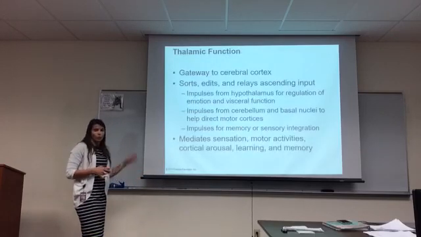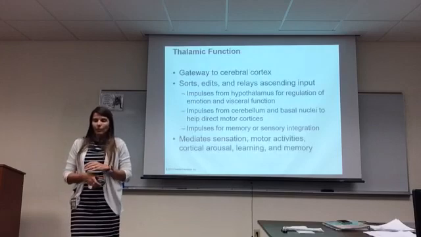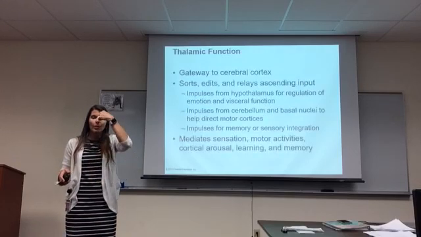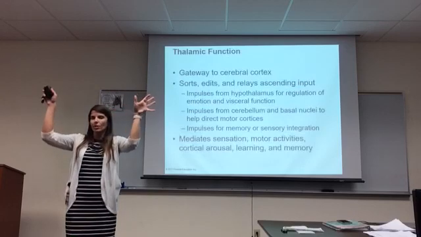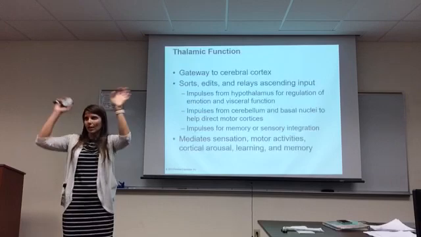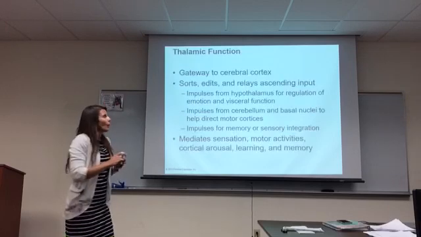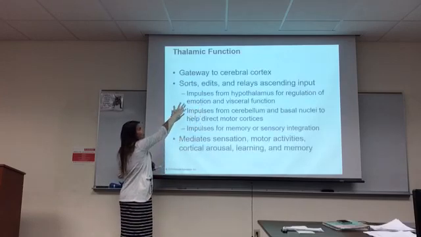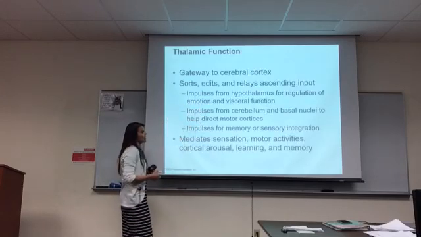What does the thalamus do? That's what this slide says. The thalamus is a relay. Sensory information goes up, it hits the thalamus, and the thalamus sends it to the part of the cerebrum that it needs to go to. So this is what needs to happen. It mentions that it's a gateway to the cerebral cortex. It sorts, edits, and relays ascending input.